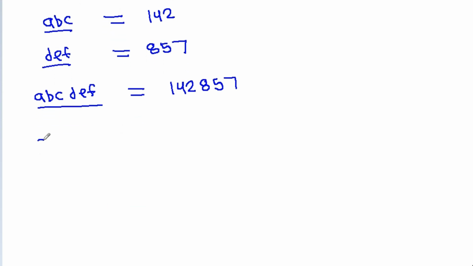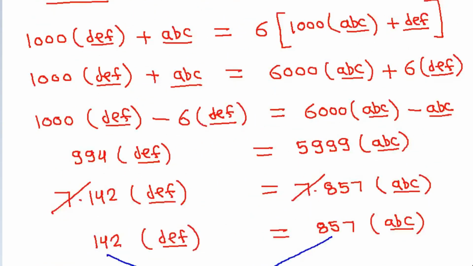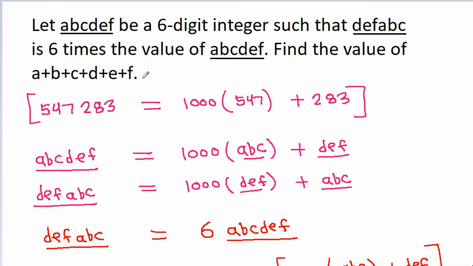And A + B + C + D + E + F will be 1 + 4 + 2 + 8 + 5 + 7. 1 plus 4 is 5, plus 2 is 7, plus 8 is 15, plus 5 is 20, plus 7 is 27. So the answer is 27.